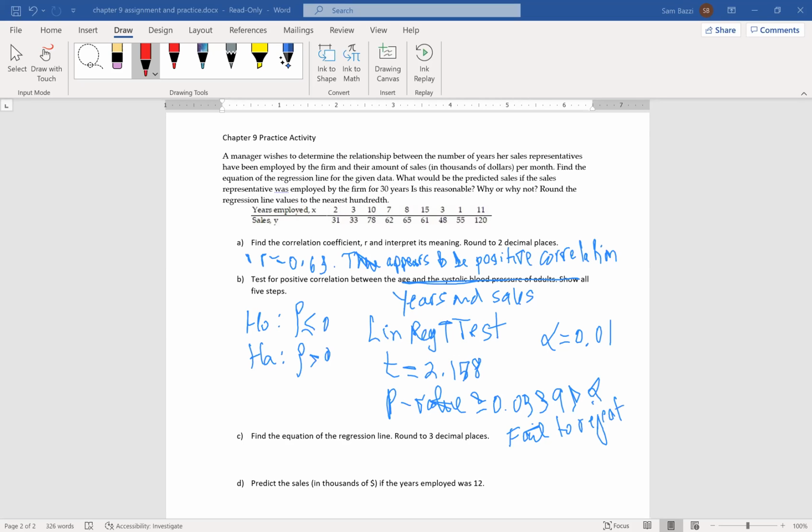I will clean this up and send you a nice and clean version of the solution.